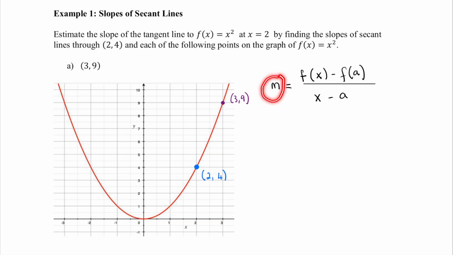The formula of the slope of a secant line is f of x minus f of a over x minus a. f of x is the output of the second point, which is 9. f of a is the output of the first point, which is 4. x is the input of the second point, which is 3. And a is the input of the first point, which is 2.